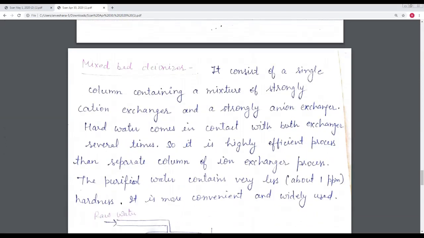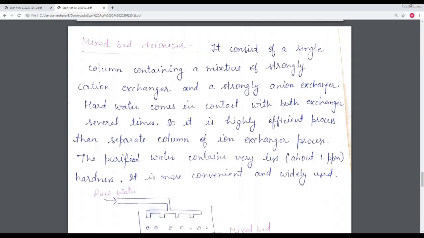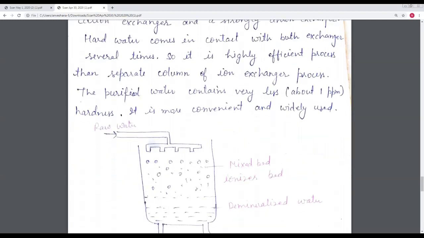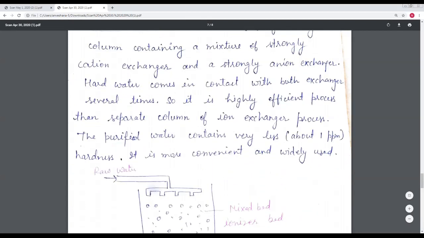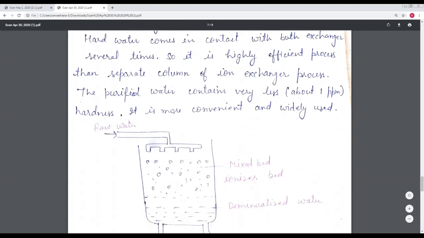And now here is a very short method. This is called the mixed bed deionizer. As we know, in the ion exchange process there are three chambers, or we can use two columns for the exchange of resin. But in the mixed bed deionizer, there is only one column, and in this column the cation exchanger and anion exchanger are present together. When we enter the raw water in this column, it is a mixed bed, which means the cation exchanger and anion exchanger are present in the same place.